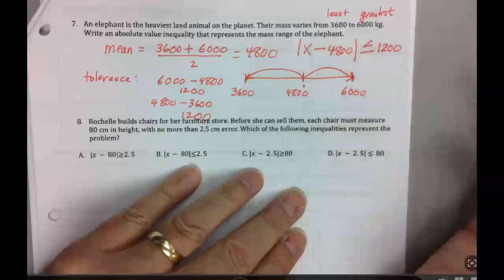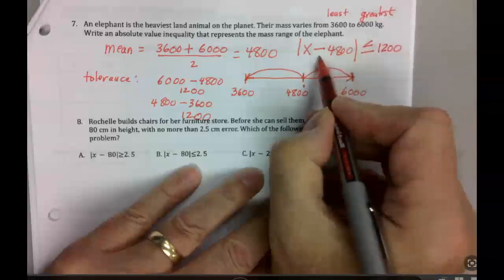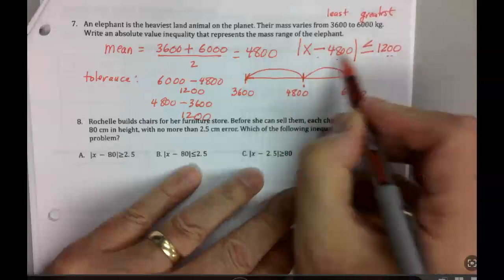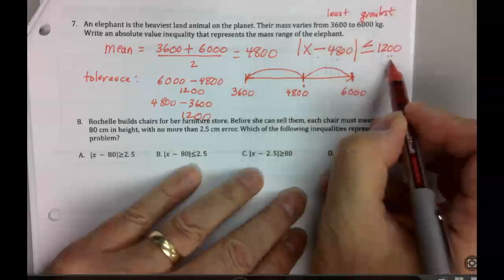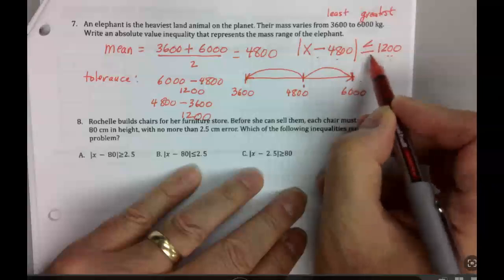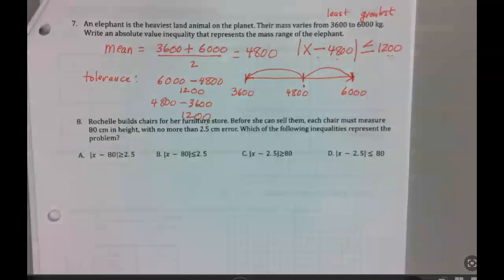Kids will make multiple mistakes here. They'll forget a minus, they'll put a plus. They'll flip-flop these two. The tolerance is always on the right, correct? And this is always less than or equal to. It's always an and problem. Okay?